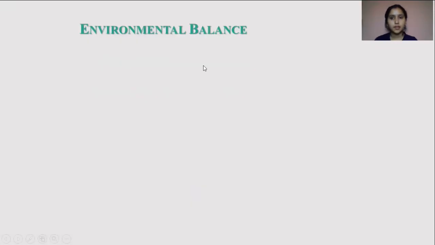Today we are going to continue the same chapter, environment and its balance, with the topic environmental balance and natural resources. Let's start. Environmental balance.